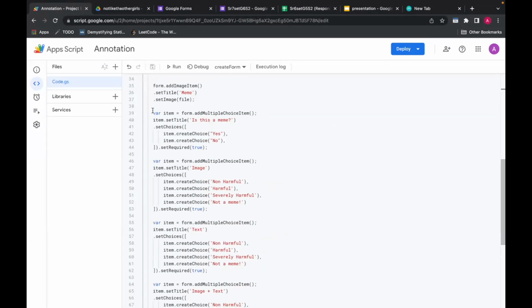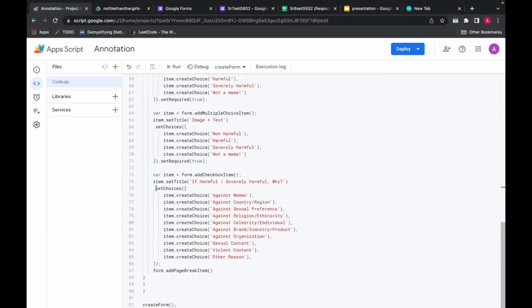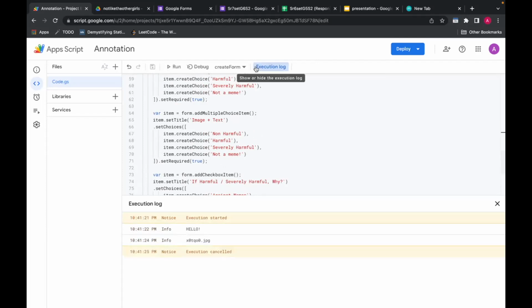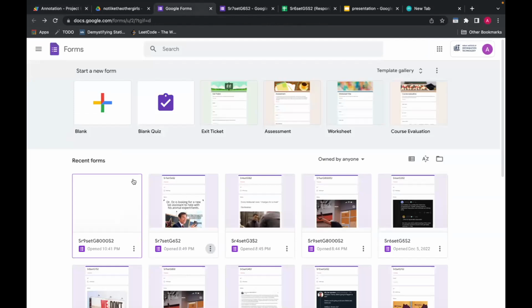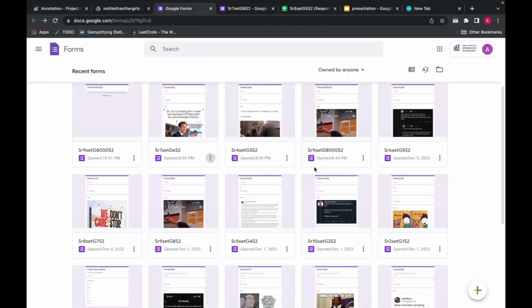Here we can see that I have added a question, and then for another question we can add choices. Similarly, here I have added all the choices for the harm. If the meme is harmful or severely harmful, then the user can select multiple choices from here. If we run this script, the process has started, so we'll stop it now. Here we can see that the Google Form has been generated. Just like this, we have generated these many Google Forms.